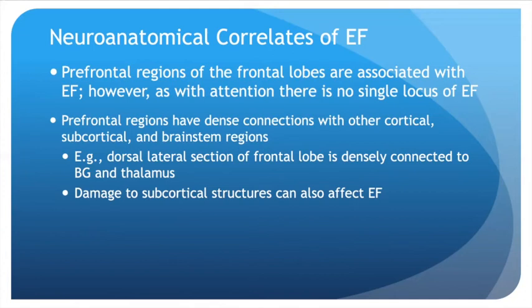So a few regions of note, however, prefrontal regions have dense connections with other cortical, subcortical, and brainstem regions. Damage to these areas might cause executive function deficits. One example is the dorsolateral section of the frontal lobe, which is densely connected to the basal ganglia and the thalamus. Also note that damage to subcortical structures can also affect executive function.